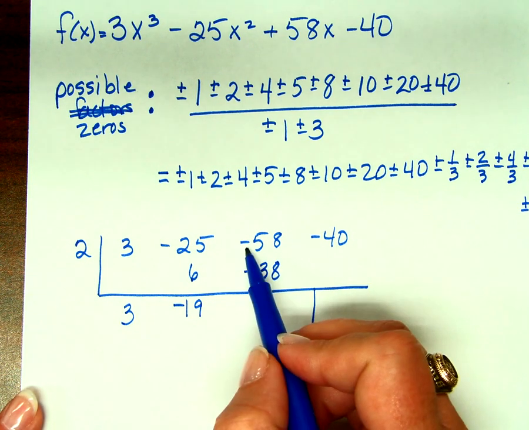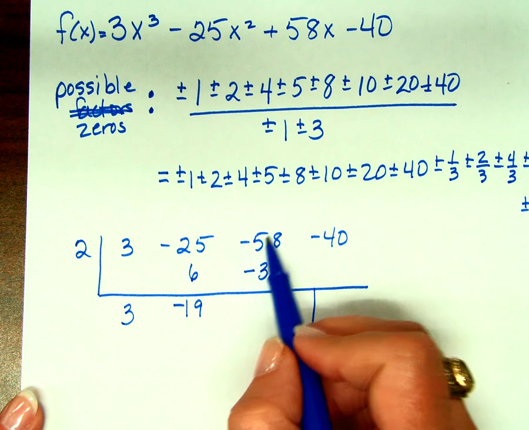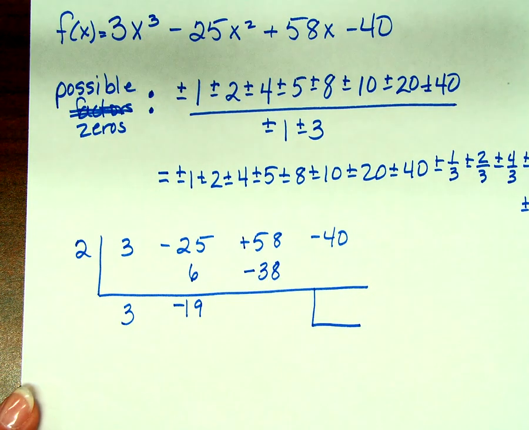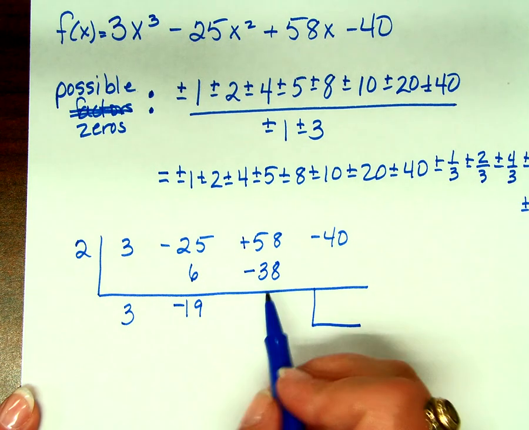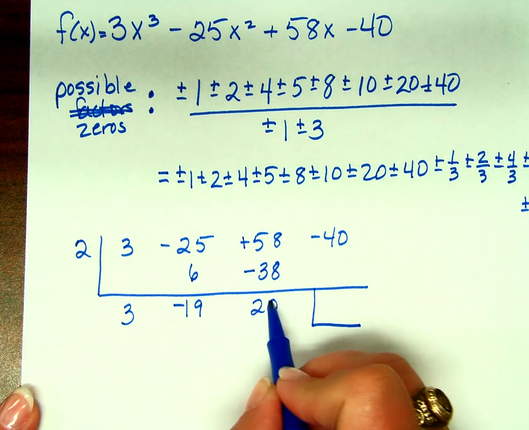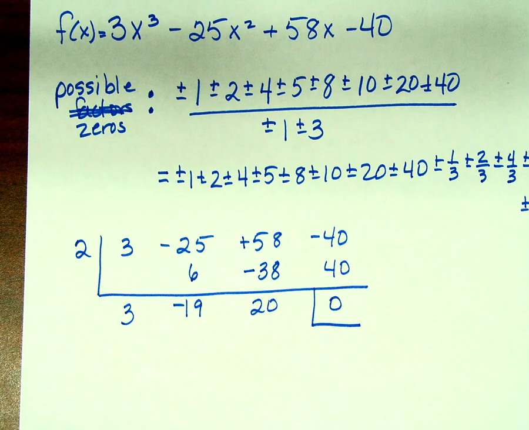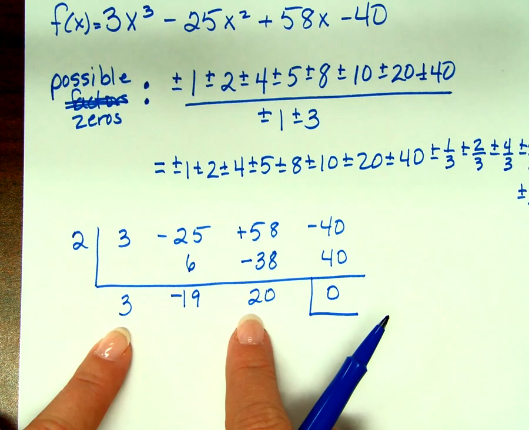Can I fix this real quick? I accidentally wrote negative 58 when it's positive 58. You guys know my negative signs are my nemesis. Sorry about that. So 20, and then 40, and then 0, right? All right, what can I do with this?